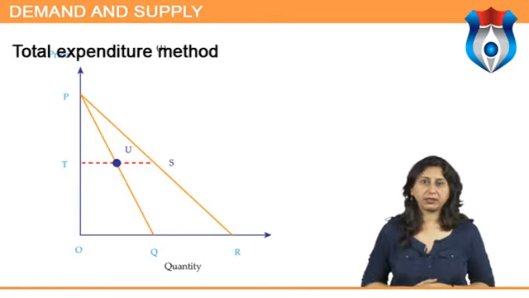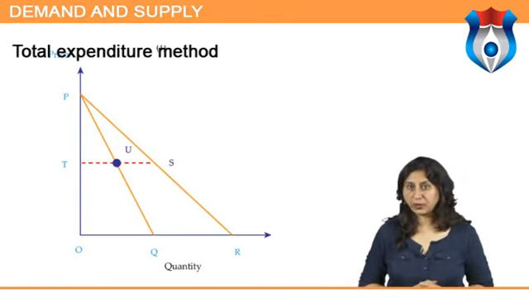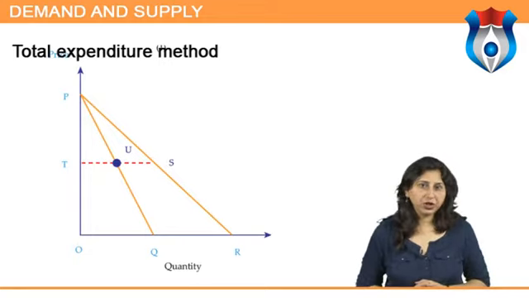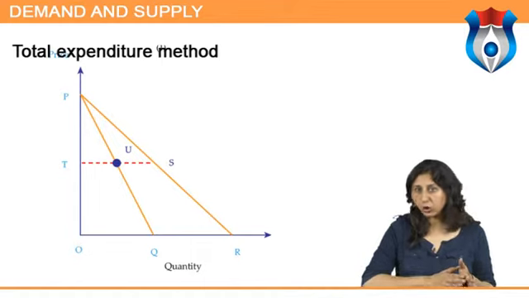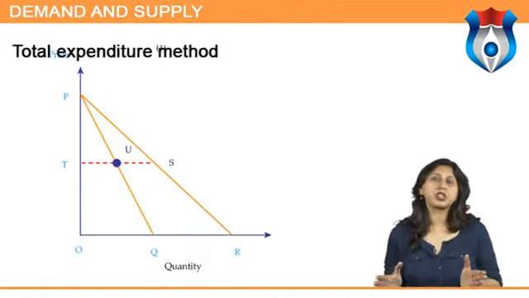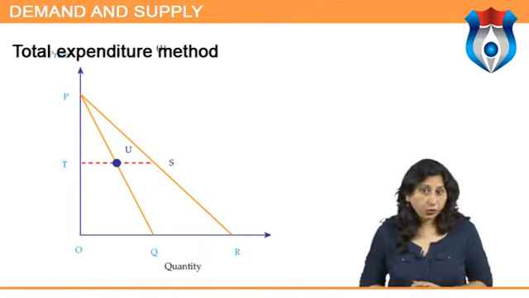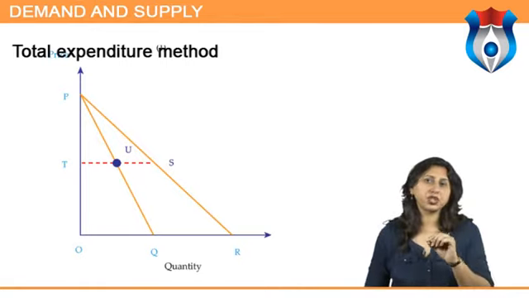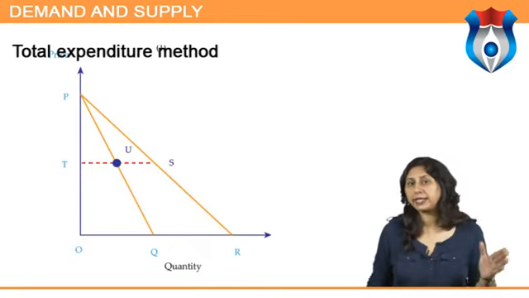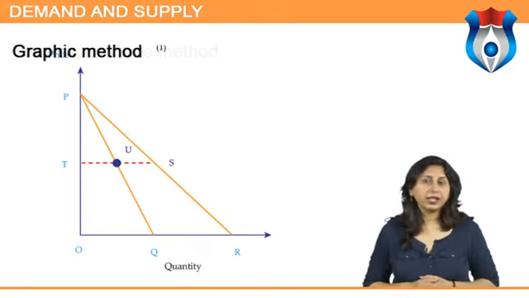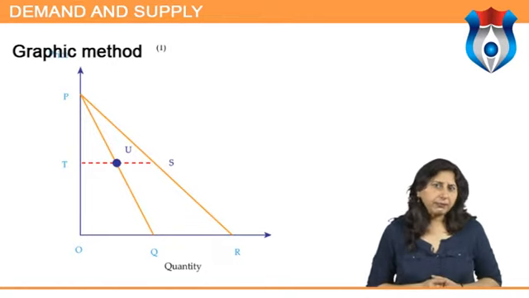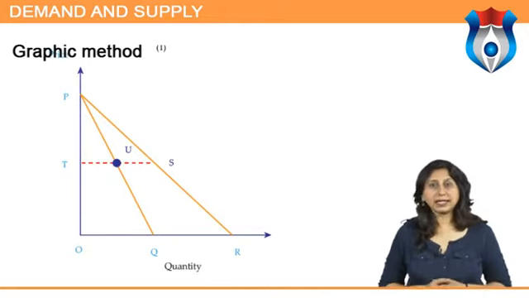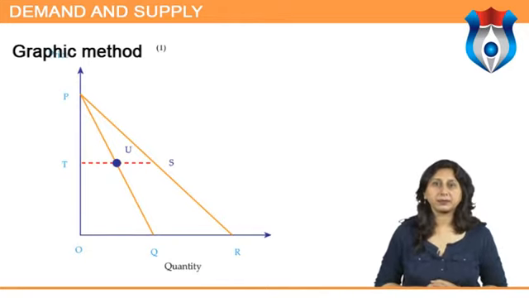Total expenditure method. Total expenditure method was formulated by Alfred Marshall. The elasticity of demand can be measured on the basis of change in total expenditure in response to a change in price. It is worth noting that unlike percentage method, a precise mathematical coefficient cannot be determined to know the elasticity of demand. Graphic method. Graphic method is otherwise known as point method or geometric method. This method was popularized by Marshall.